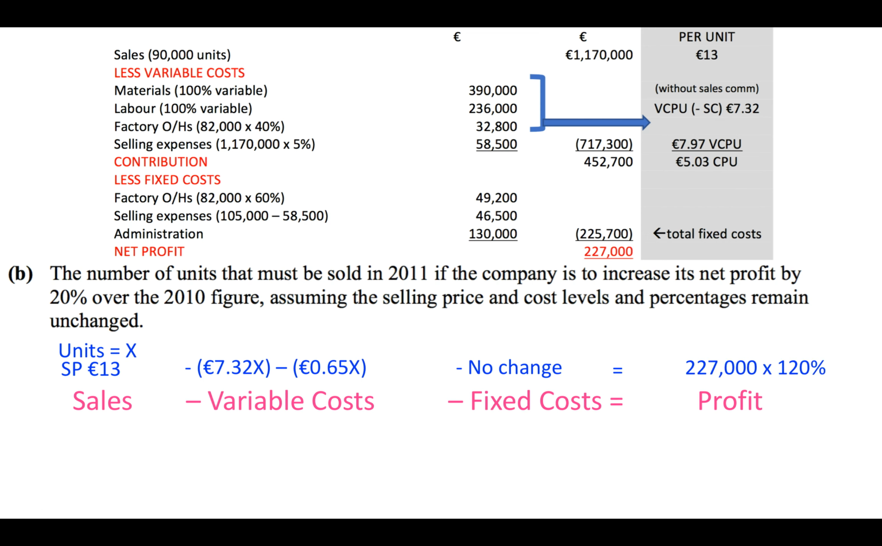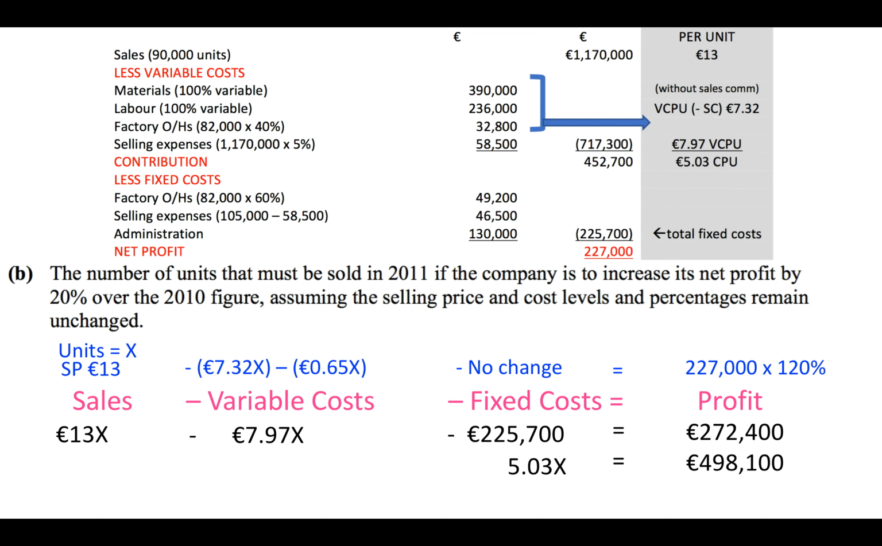Okay, so now we can work it all out. So we've got 13x minus 7.97x minus 225,700 is equal to 272,400. So we'll put all the x's over on one side and we'll take all the euros over to the far side. So we're going to have 5.03x is equal to 498,100. So my x, which is my number of units that must be sold, is equal to 99,026 units. So that's part B.